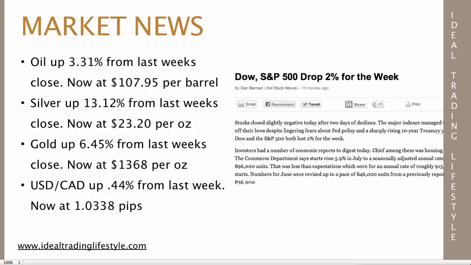Moving into some of the commodities, we can see that oil is up 3.31%. This puts it to $107.95 per barrel. We've got silver up a whopping 13.12%. This puts it to $23.20 per ounce. Definitely the largest of all of the commodities. Now we've got gold up 6.45%. This puts it to $1,368 per ounce. And finally, we're looking at the US Canadian pair. You can see that it is up 0.44% from last week. This puts it to 1.0338 pips.